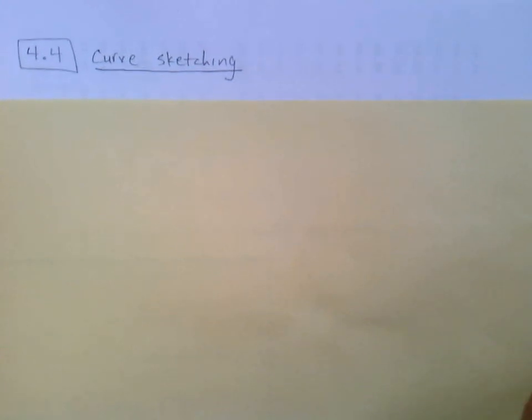But here in 4.4, we're going to bring it all together: increasing, decreasing, local maxes and mins, concavity, inflection points, and even a little bit more of things that we've done previously in the course are going to help us with curve sketching. So with only seeing the function f of x, we're going to be able to get a really good idea of its graph.